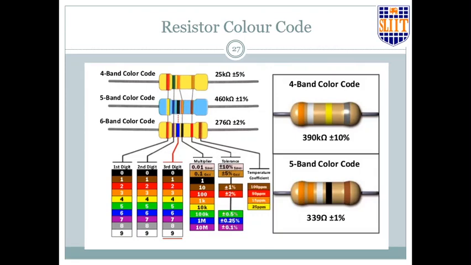An increase in temperature will reduce the resistance, and reducing temperature will increase the resistance. So a 1 degree increase in temperature will reduce the resistance by 100 parts per million.